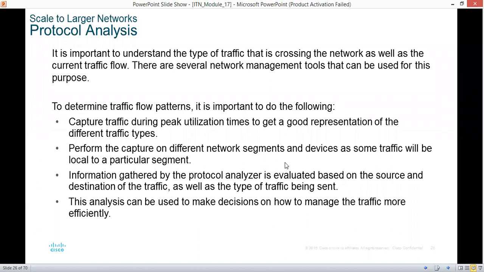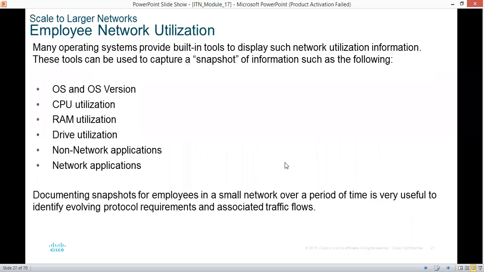So, protocol analysis. It's important to understand the type of traffic that is crossing the network, as well as the current traffic flow. There are several network management tools that can be used for this purpose. Determining the traffic flow patterns is important for you to do the following. Capture traffic during peak utilization time to get a good representation of the different traffic types. At peak hour, you can even use Wireshark to capture that. Perform the capture on different network segments and devices, all just to be able to manage your traffic and see how best to improve that.